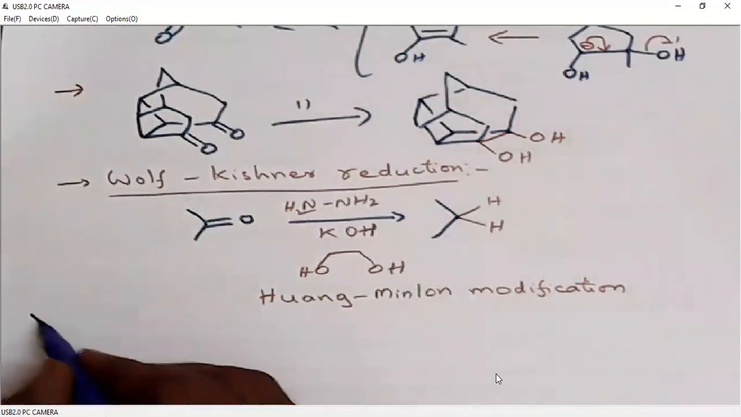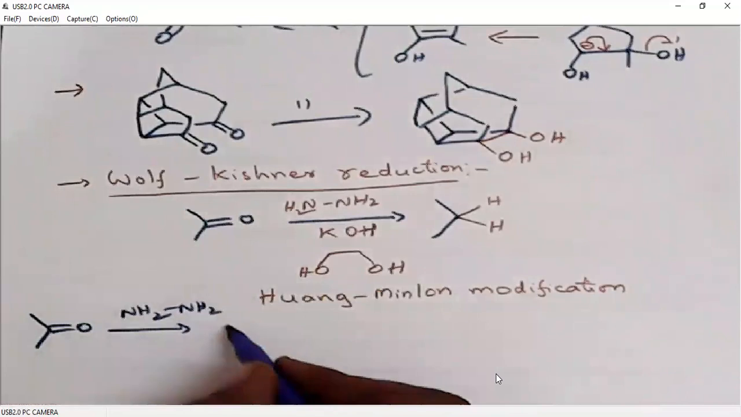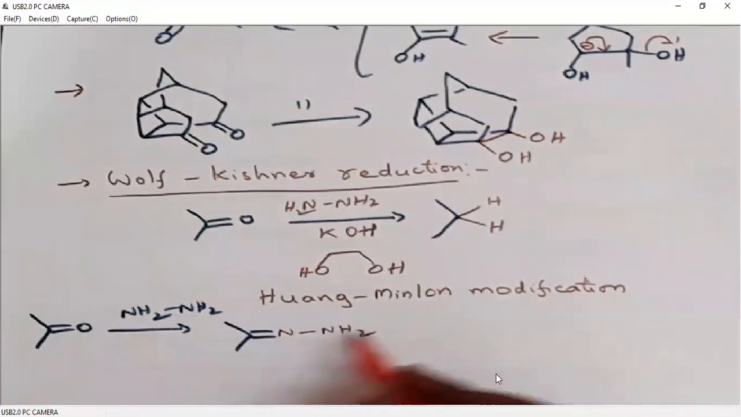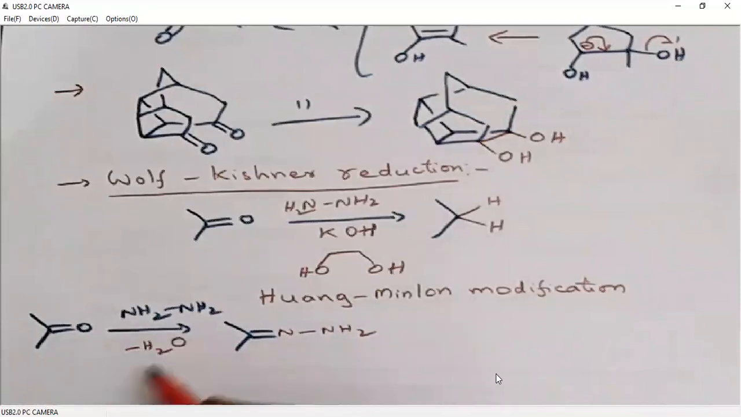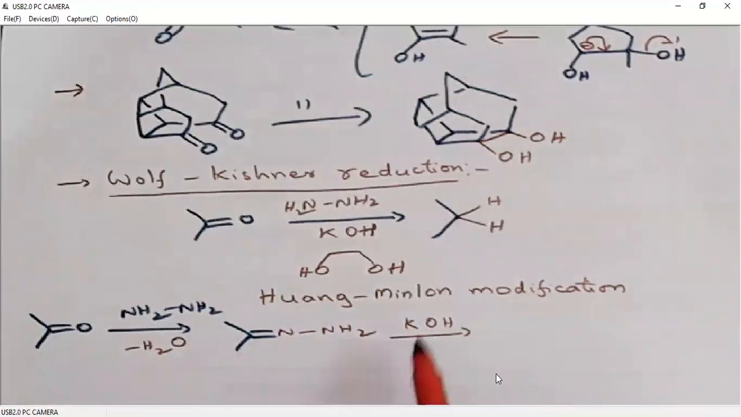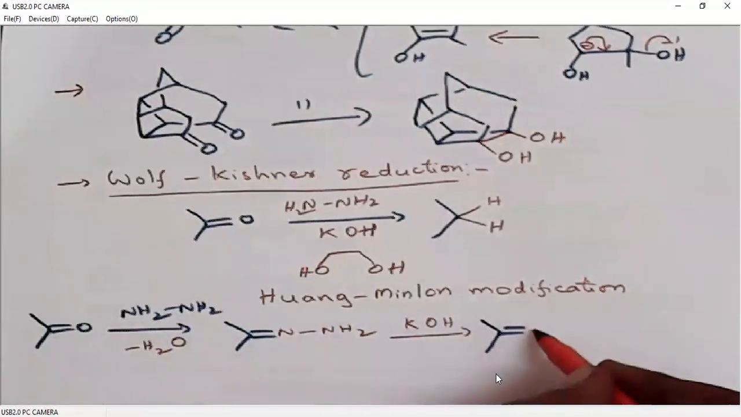So on the basic, when we add hydrazine to a carbonyl, it generates a hydrazone, right? So it is hydrazine, and the carbon-nitrogen double bond is called hydrazone. Then under basic conditions, KOH is a strong base, so it will easily pick up a proton from nitrogen. So we are generating a negative charge on nitrogen.